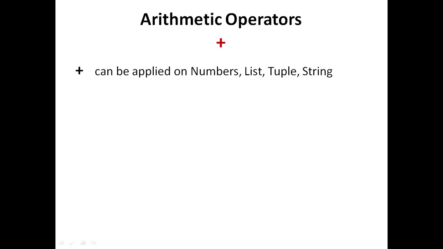Addition operator can be applied on numbers. That means you can apply it on integer, float, as well as on complex number, as well as you can apply addition operator on list, tuple and string. In list, tuple and string it behaves like concatenation. So for these three, this plus operator is like a concatenation. It will concatenate two lists, and if we apply addition operator to two strings, then this will concatenate the strings also.